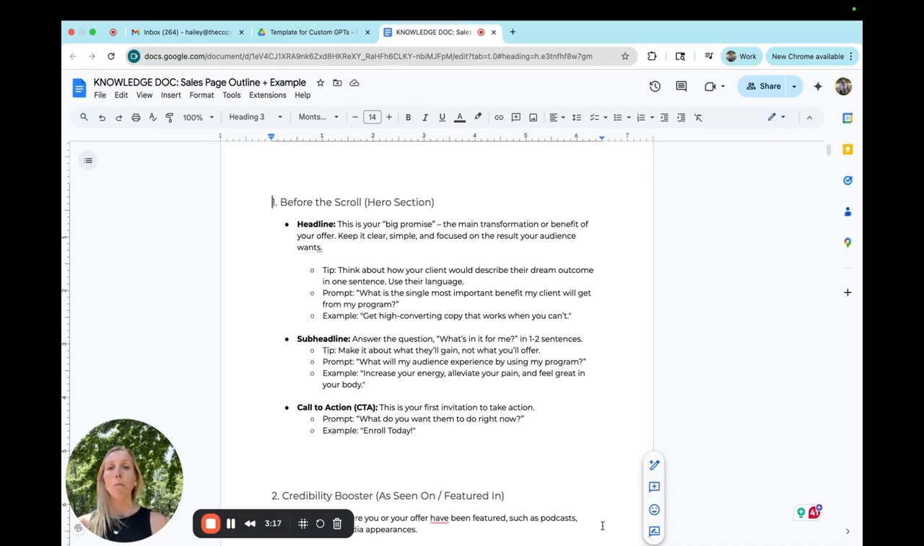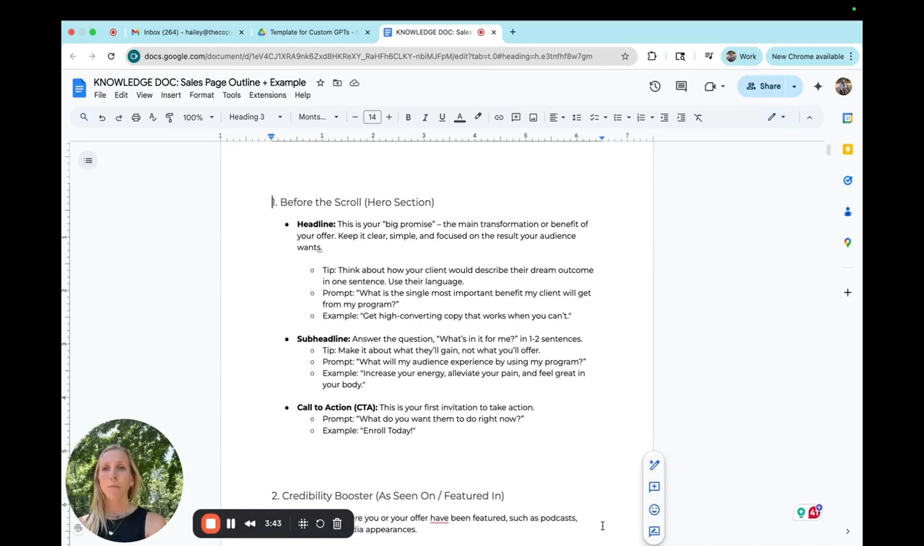So we're going to lead with your big promise, the main transformation or benefit of your offer. Keep it clear, simple, and really focused on the result your audience wants. So for this, think about how your audience would describe their dream outcome in one sentence and make sure to use their language. What is the single most important benefit your client is going to get from the program?